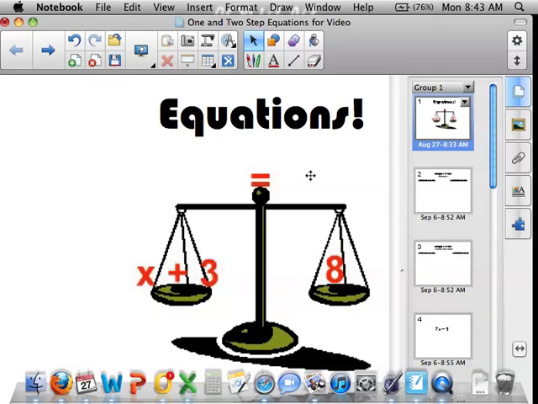And one good way to think about an equation is that an equation is essentially a balance beam, right? So this equal sign balances both sides of the equation.